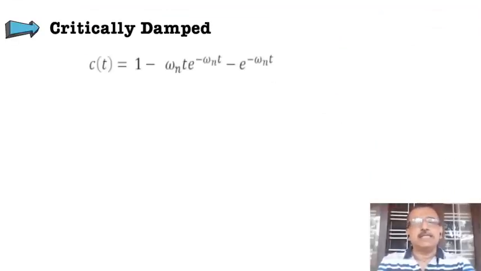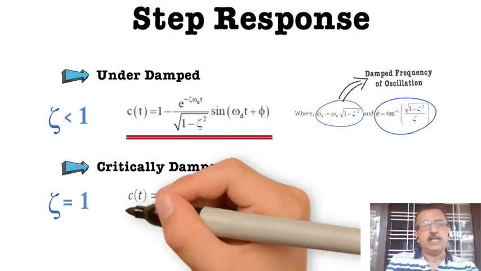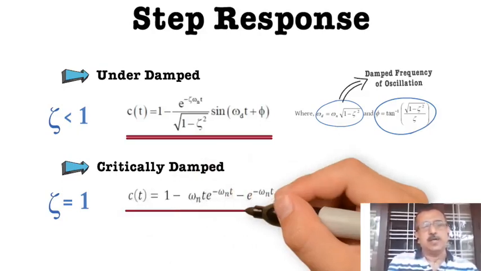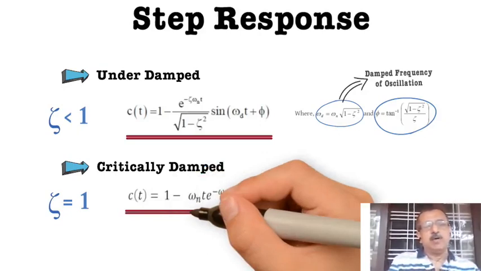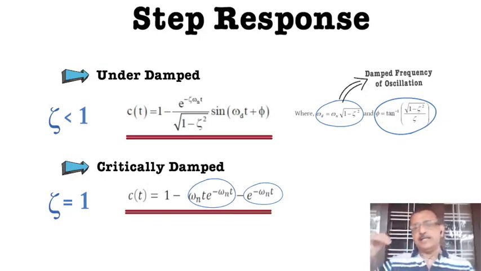Underdamped means theta is less than 1. The critically damped case corresponds to theta equal to 1. When theta equals 1, the response is given by this expression: 1 minus omega n t e power minus omega n t, minus e power minus omega n t. From this you can see that as t goes to infinity, e power minus omega n t will become 0. And again, this term also will become 0, because t is increasing and e power minus omega n t is decreasing at a faster rate. The net effect is that these two terms will become 0.